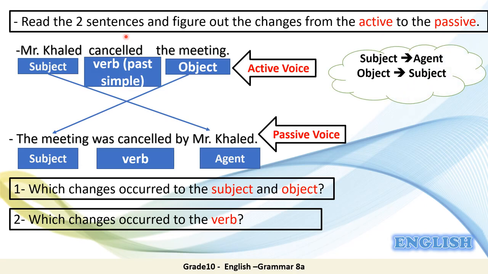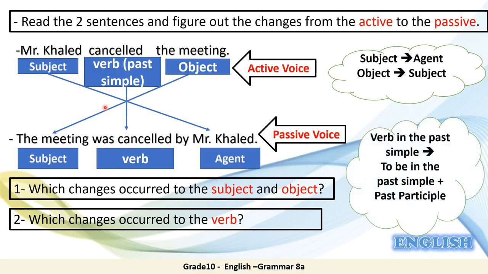How about the verb? We said here it's in the past simple. How did it change in the passive? How many parts are there here? Excellent. The verb is made of 2 parts, which are to be in the past simple, was, plus the past participle of the verb in the active sentence.